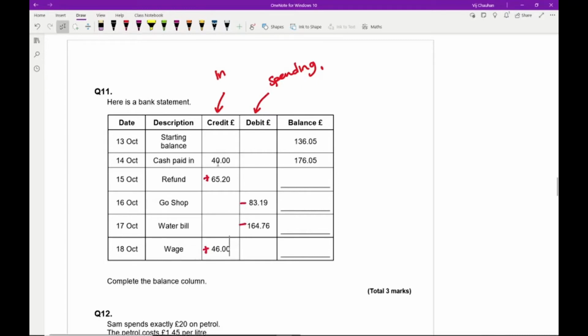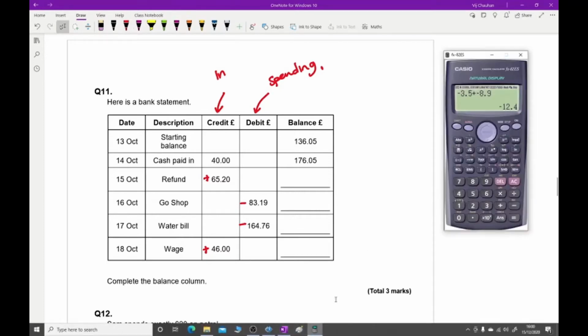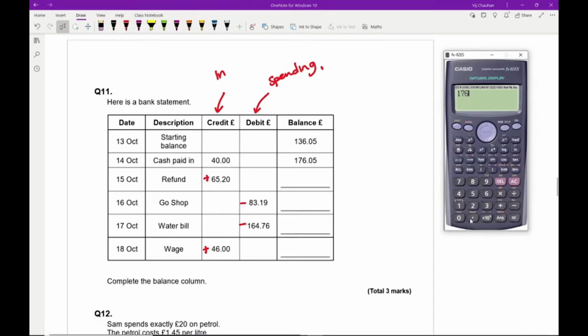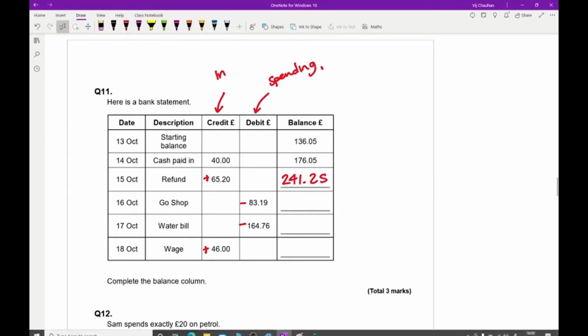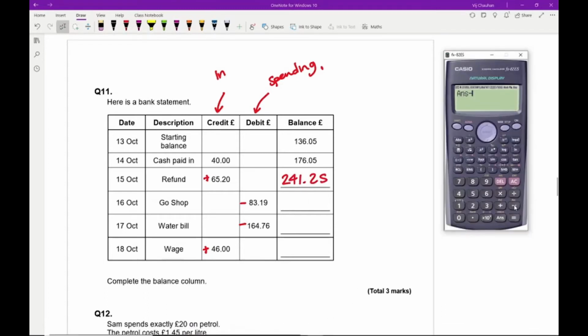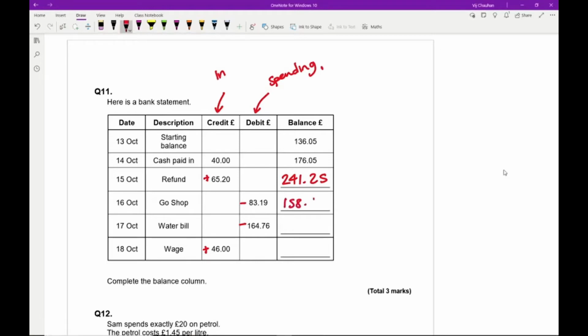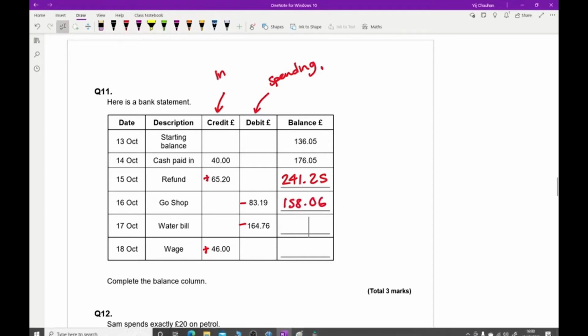So to work out on the 15th of October how much money we've got, what we're going to do is enter 176.05, and we're going to add 65.20, and that gives us a balance of 241.25. The next one, going to the shop, I need to take that away. So I'm going to take away 83.19, which gives us 158.06.